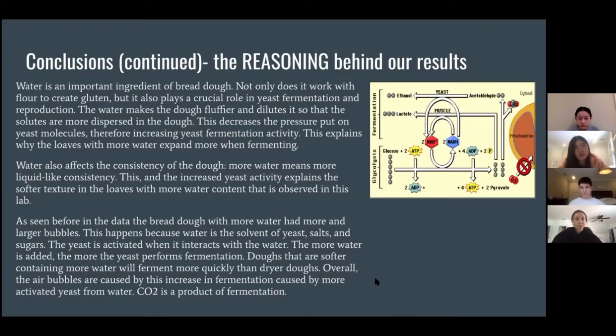So doughs with more water are more liquid-like, and this caused the texture to be softer in loaves with more water content. And also, the breads with more water in them have larger and more air bubbles inside. And this is because, as we learned before, the fermentation is quicker in the breads with more water. So there will be more CO2 produced since CO2 is a product of fermentation.